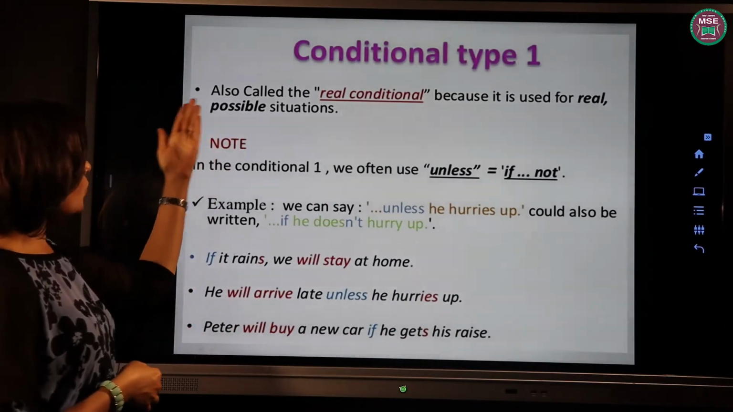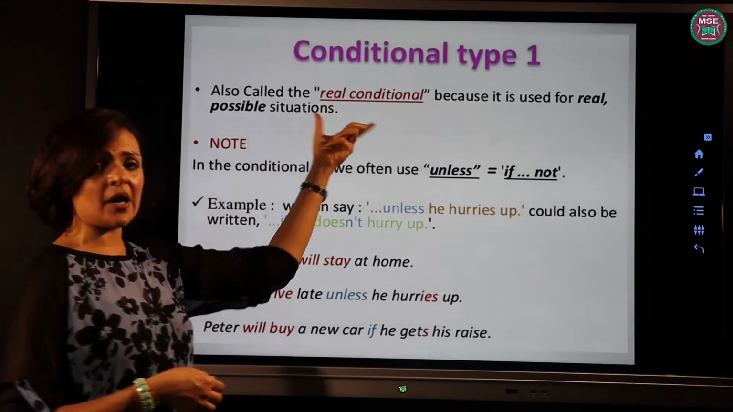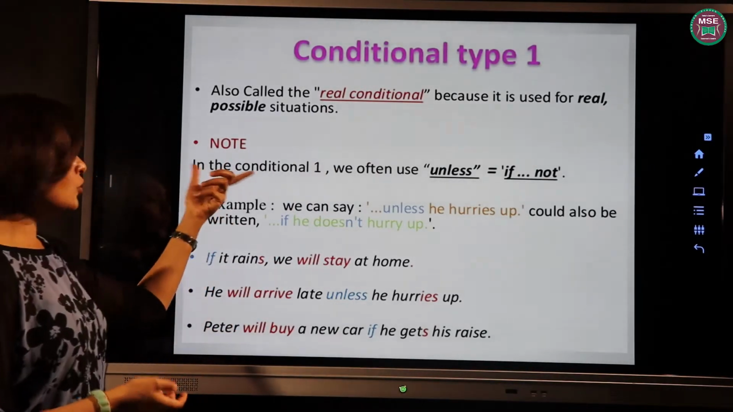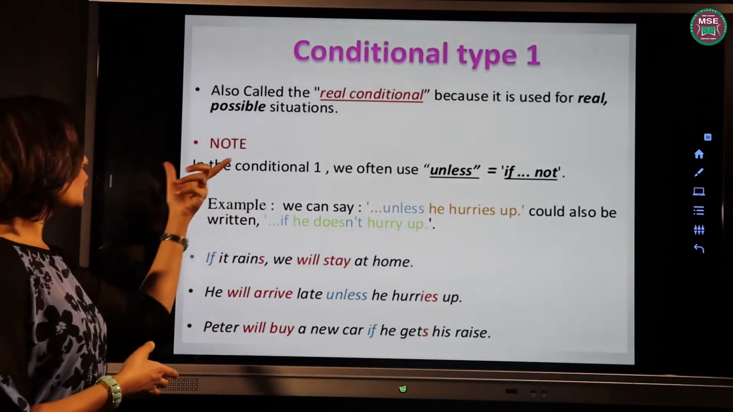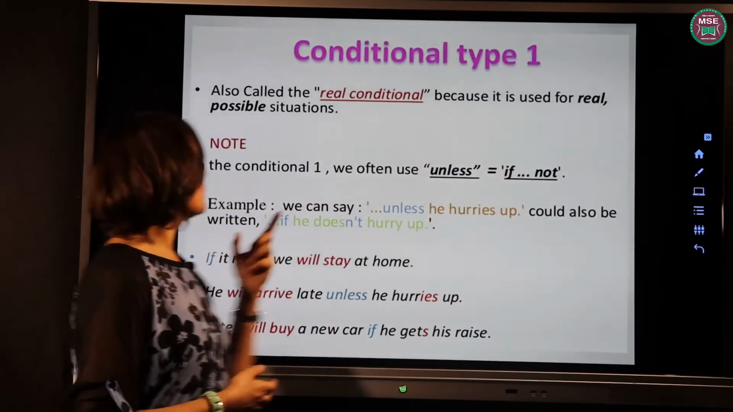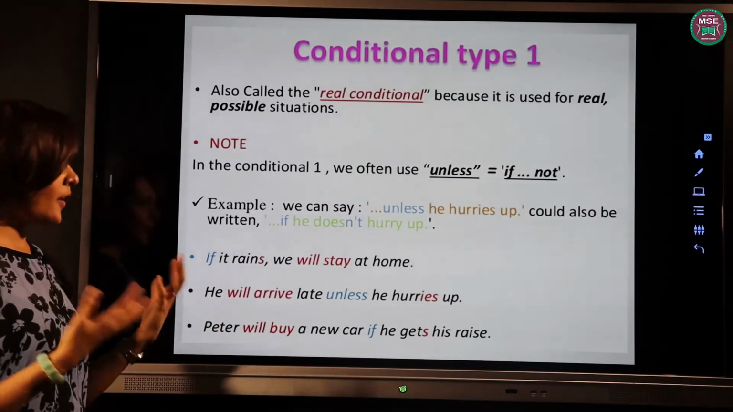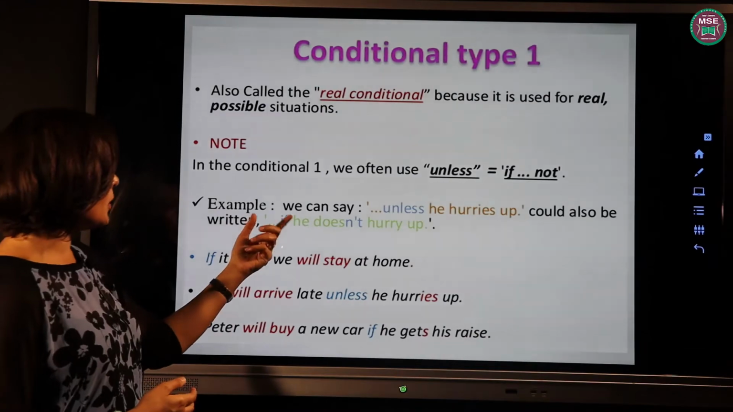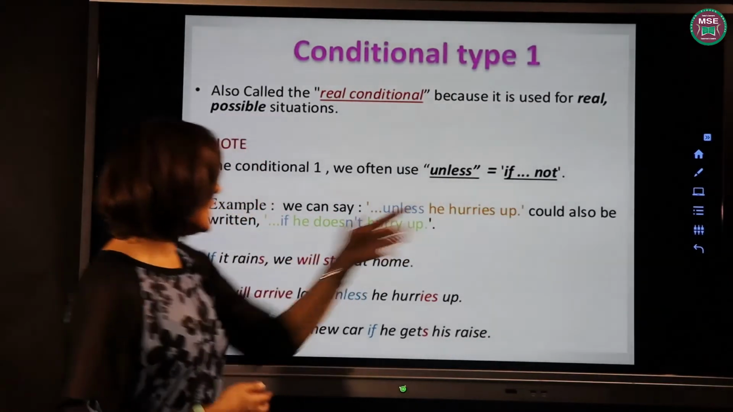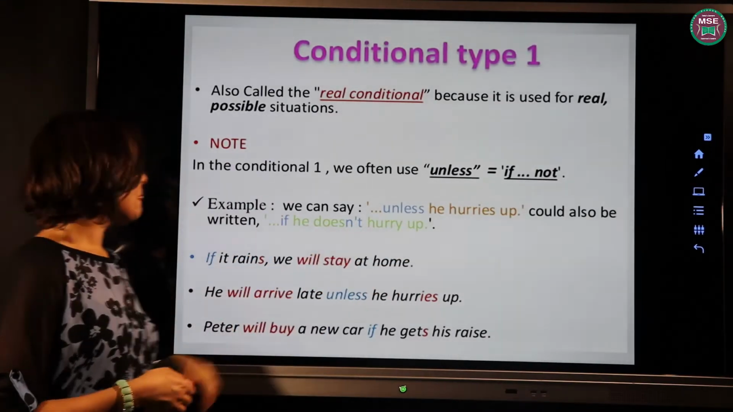Conditional type 1, we call it the real conditional because it speaks about real things that are possible to happen. Note, be careful of this note: we can use unless when it's equal to if not. If I find a negative, I can omit if and not and put unless, like this example. We can use "unless he hurries up" instead of "if he doesn't hurry up".